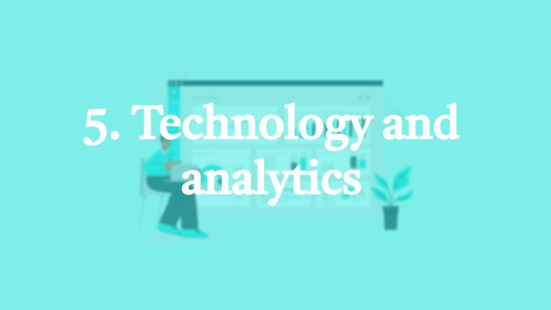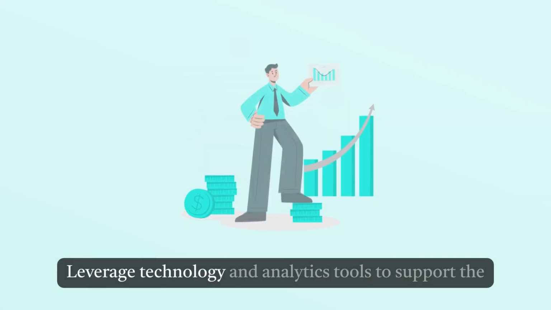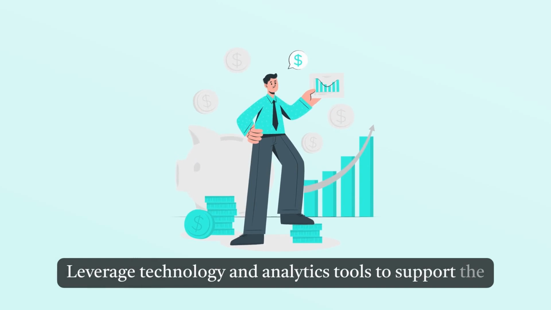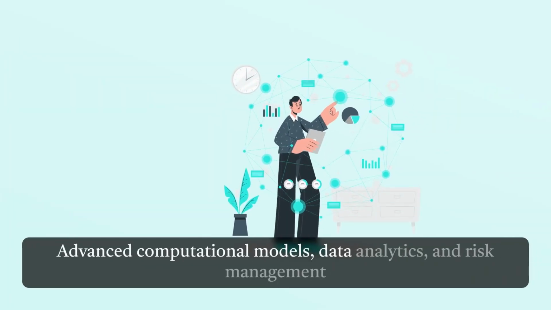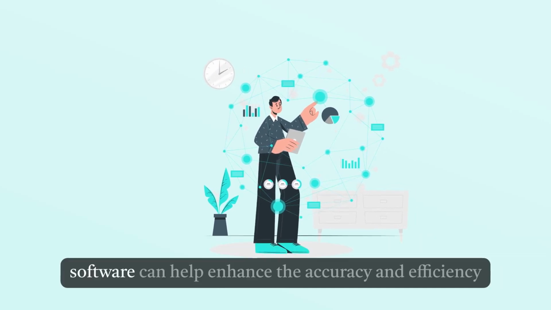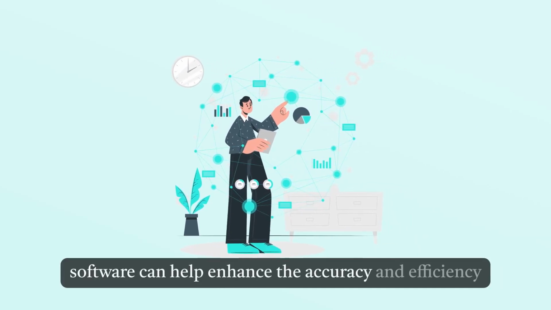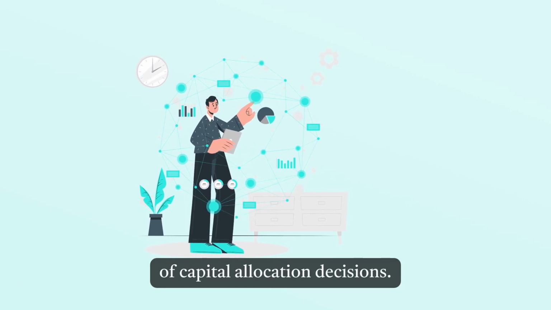5. Technology and analytics. Leverage technology and analytics tools to support the capital allocation process. Advanced computational models, data analytics, and risk management software can help enhance the accuracy and efficiency of capital allocation decisions.